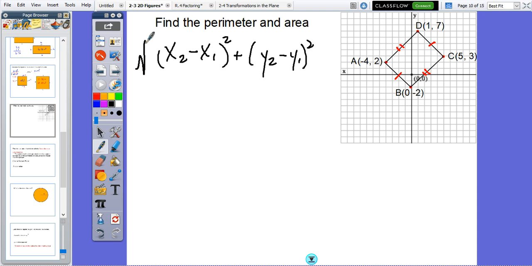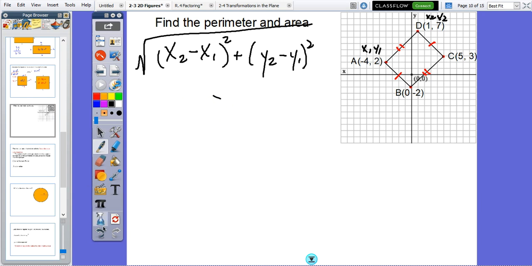And the whole thing is square rooted. So we'll take a minute and we're going to do this right here. Let's do this one together, and then I'm going to just give you the answer for the other one because it's a whole long process. So we'll call this x1, y1, x2, y2. All right, we set it up.